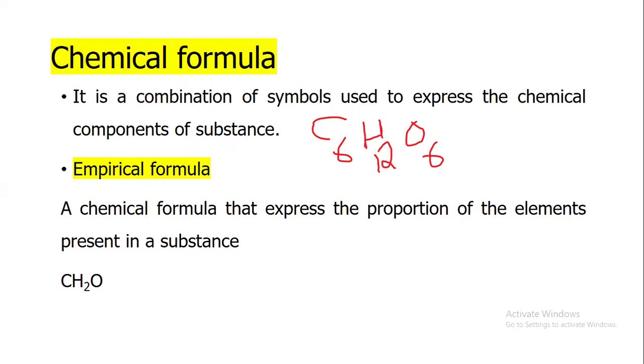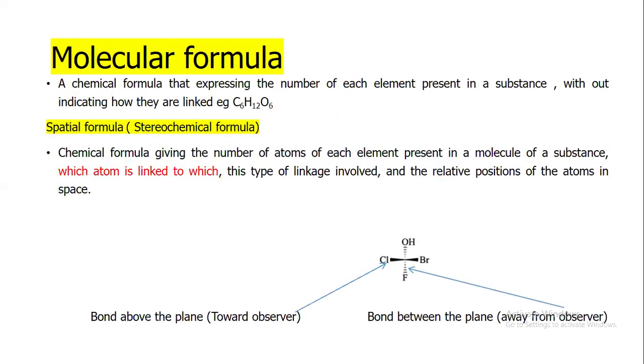Empirical formula, the chemical formula that expresses the proportion of the elements present in the substance. So, for example, one carbon, the proper ratio of hydrogen is 2, and 1 oxygen. It's the empirical formula of glucose.